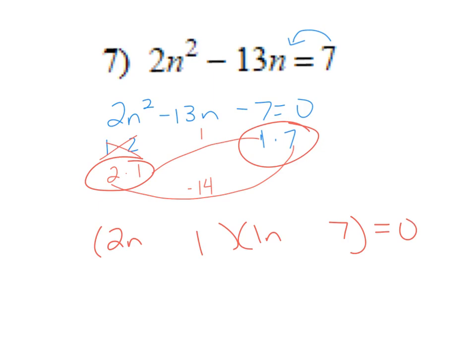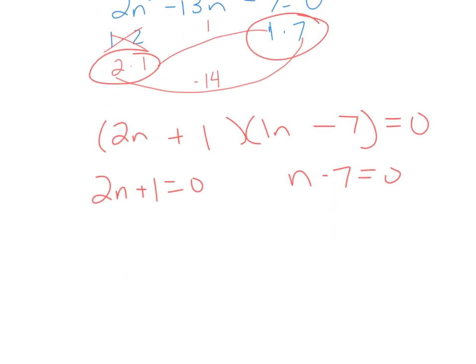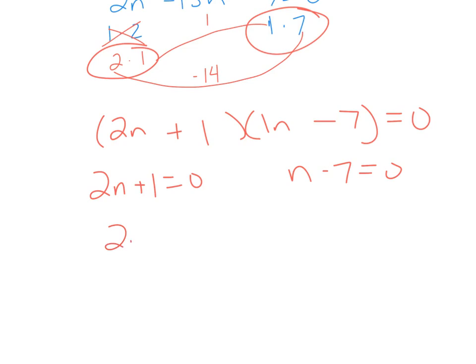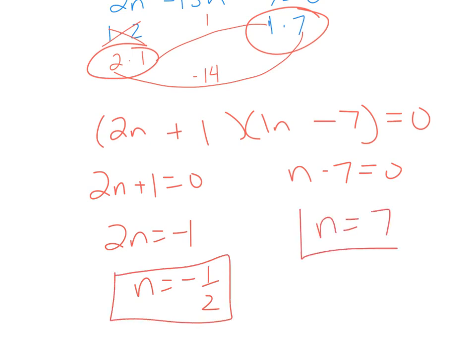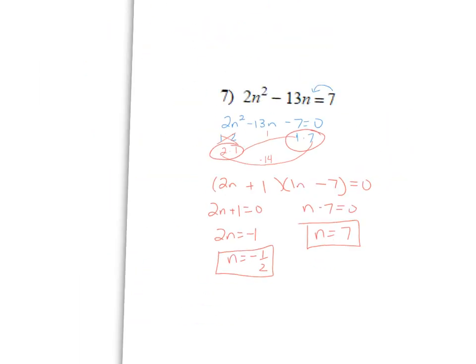Again, this is all equal to 0. Now my signs, I want the 2 times 7, the 14 to be negative there. So I'm going to put a negative here. And then I want the 1 times 1 to be positive. So I'm going to put a positive there. So now I've got 2n plus 1 equal to 0. And then n, or 1n, minus 7 equal to 0. So when I solve this, I'm going to subtract the 1 off and divide and get -1/2. On this, I'm going to add the 7 over and get n equals 7. So I have -1/2 and +7 are my solutions.